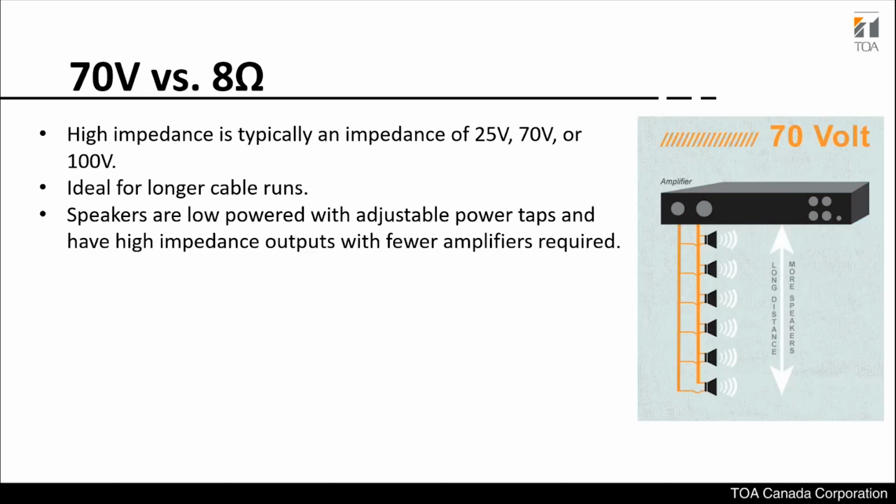High impedance is typically 25 volt, 70 volt, or 100 volt, and is ideal for longer cable runs with more speakers per line. Speakers are low powered with adjustable power taps. It has high impedance outputs with fewer amplifiers required. High impedance sound systems are ideal for public address, corporate, commercial, industrial, retail, or educational applications.